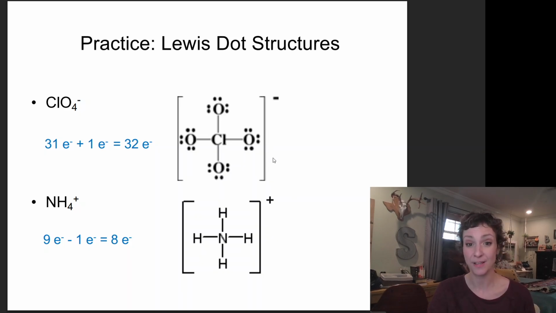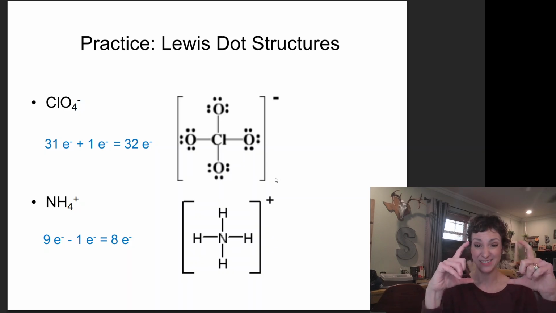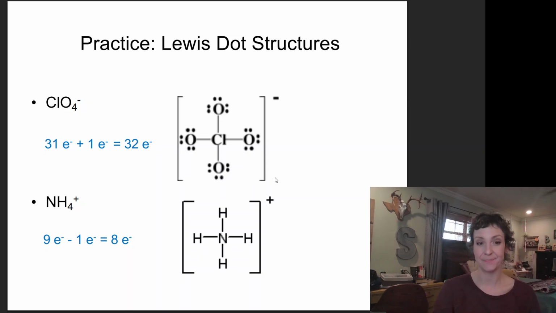Notice that in both of these polyatomic ion structures, I put brackets around them and then the charge on the outside. Also notice that with my original count, if I count up 1 chlorine and 4 oxygen, I would have gotten this, and I added an electron because that's what the -1 charge tells me to do. So this is my new starting total valence electron amount. Same thing here: if I just counted up 1 nitrogen and 4 hydrogen's valence electrons, I would have gotten 9.